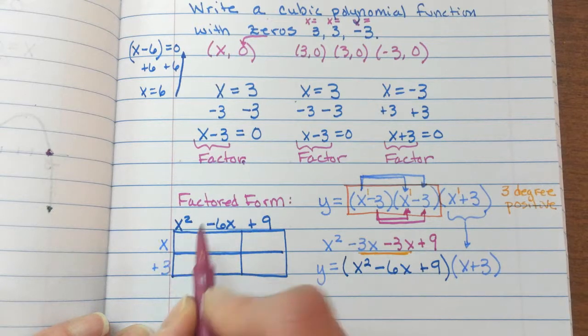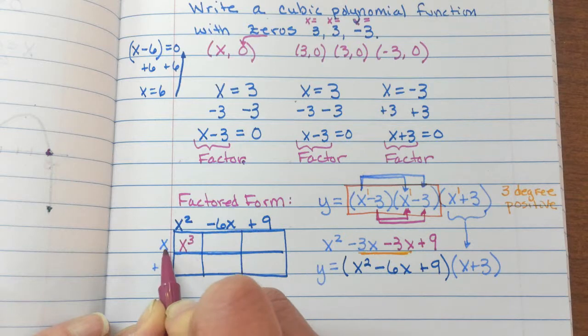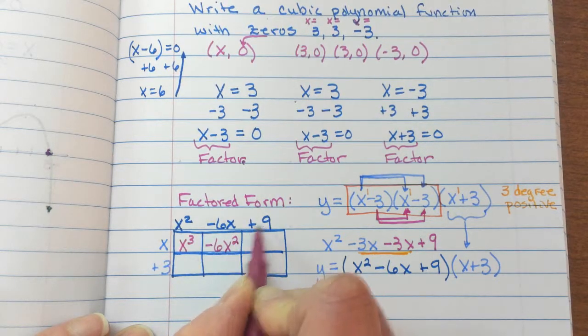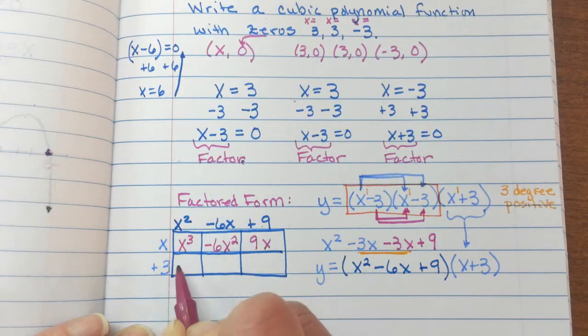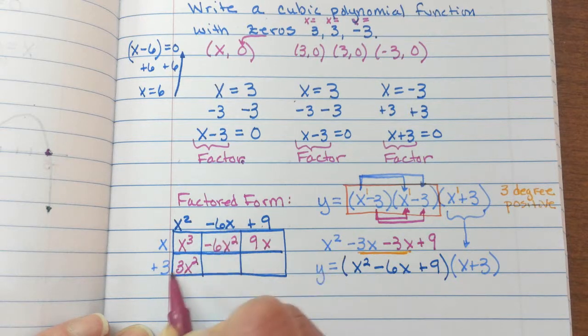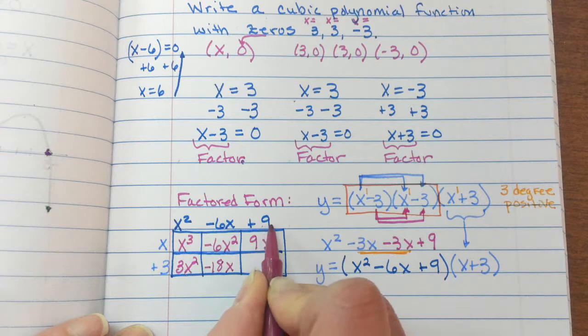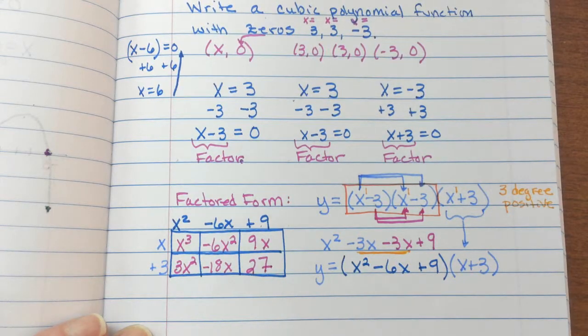So x squared times x is x cubed. Negative 6x times x is negative 6x squared. 9 times x is 9x. X squared times 3 is 3x squared. Negative 6x times 3 is negative 18x. And 9 times 3 is 27.